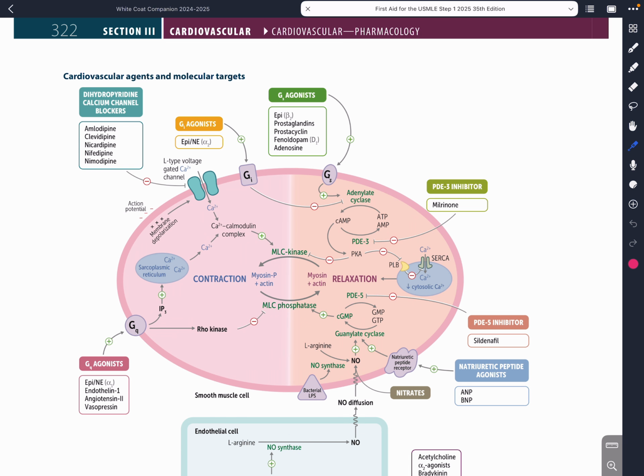Cardiovascular agents and molecular targets. This is cardiovascular pharmacology, Step 1, First Aid. Very high yield, extremely high yield for Step 1 through Step 3.